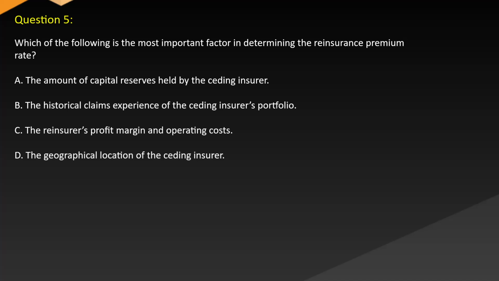Question 5. Which of the following is the most important factor in determining the reinsurance premium rate? A. The amount of capital reserves held by the ceding insurer. B. The historical claims experience of the ceding insurer's portfolio. C. The reinsurer's profit margin and operating costs. D. The geographical location of the ceding insurer.